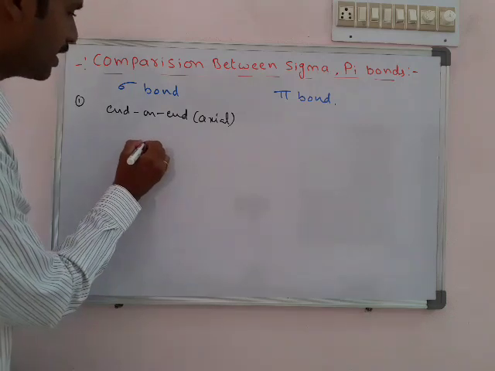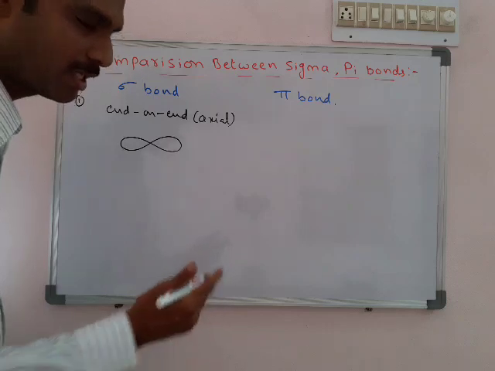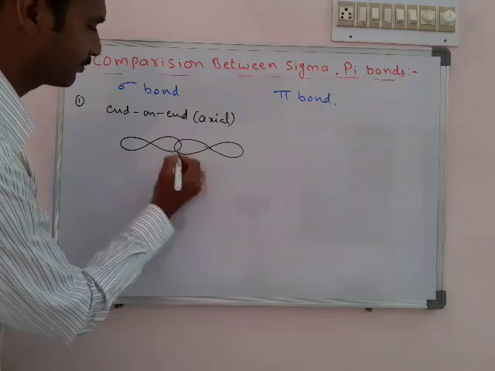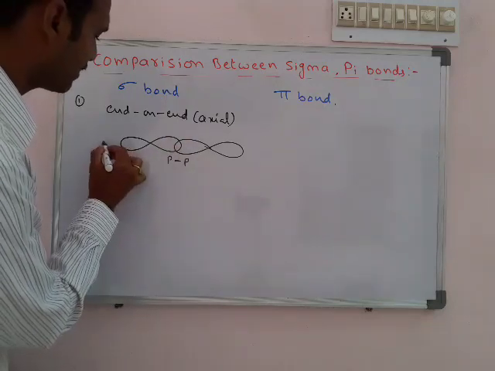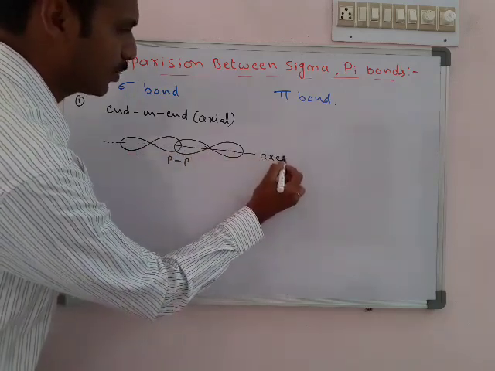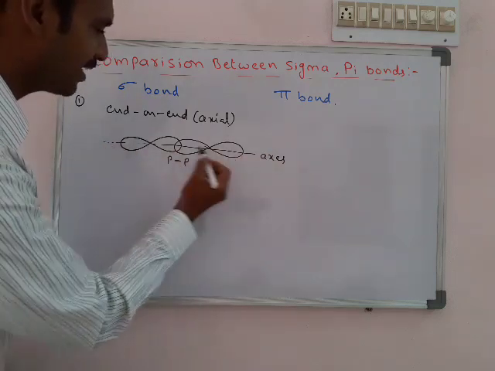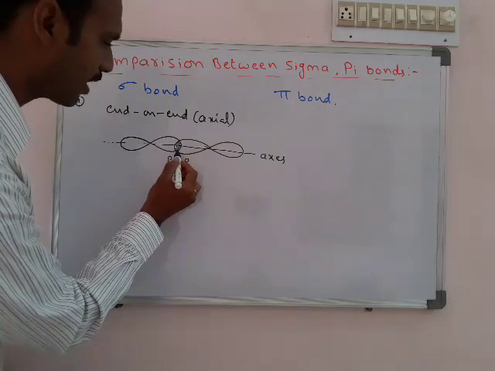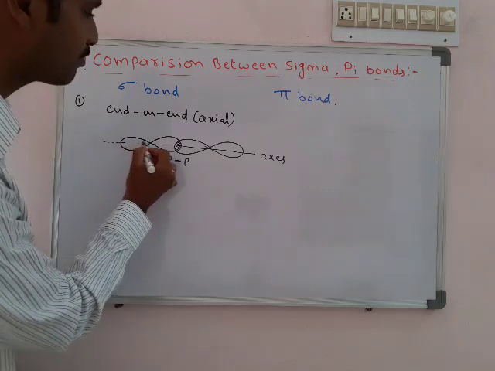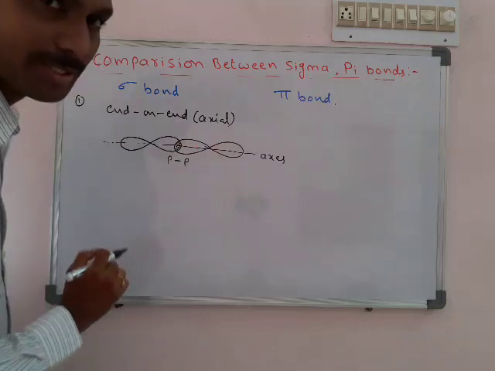So that is, for example, p orbital overlapping means just touching. So this is called pp overlapping. Actually this is the nucleus, and the line joining them is called the internuclear axis. The overlapping part is exactly present on the axis of those atomic orbitals.